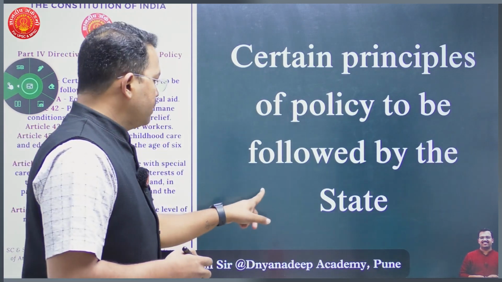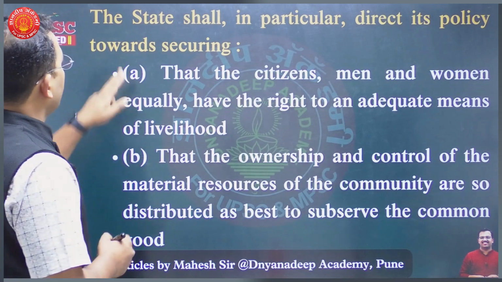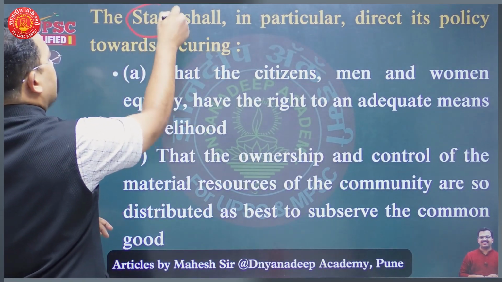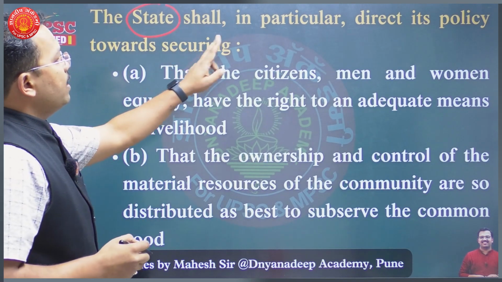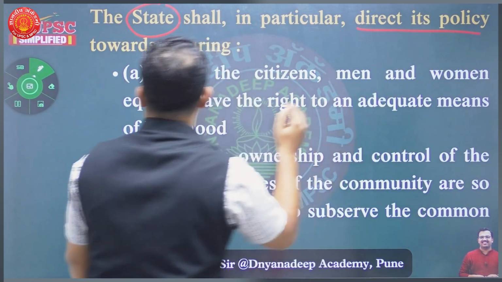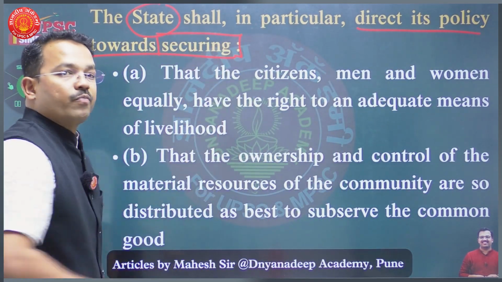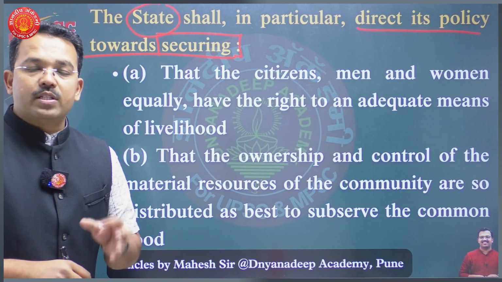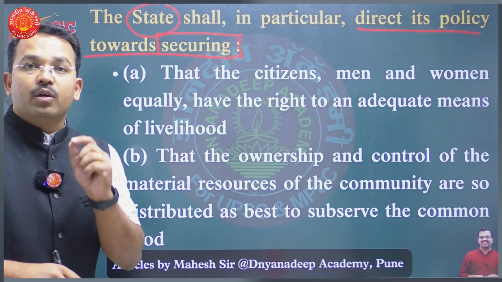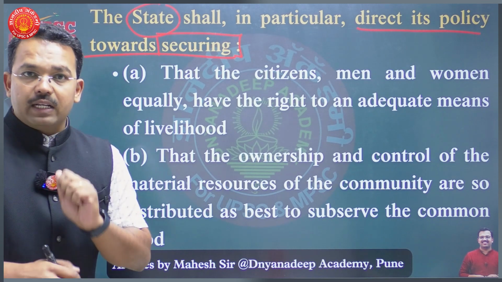What does it say? See very clearly. The first clause says the state, that is given in Article 36 or 12, shall in particular direct its policy, that is, it will give direction to its policy, towards securing. So what the state wants to achieve through these DPSP is being made clear by Article 39. What is the objective of the state is being made clear in Article 39.